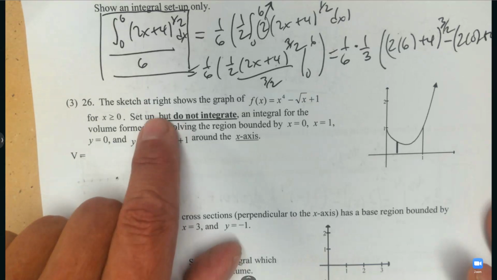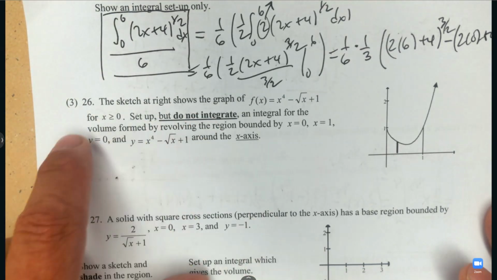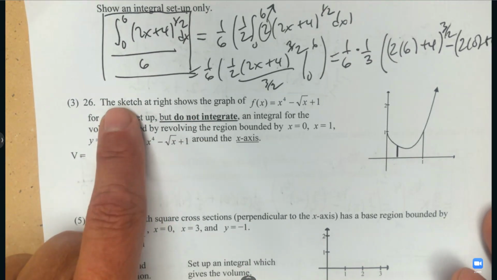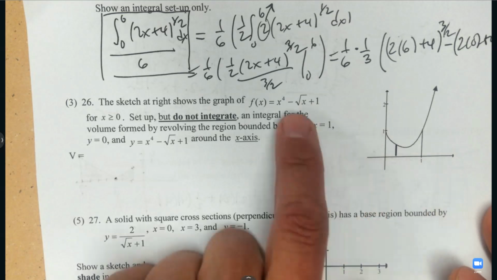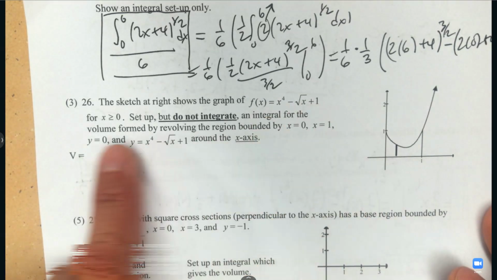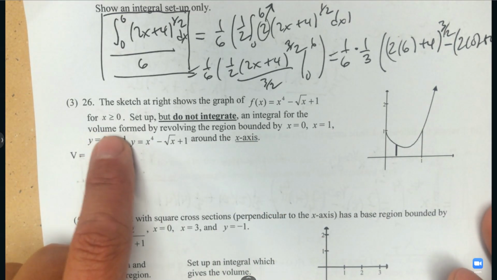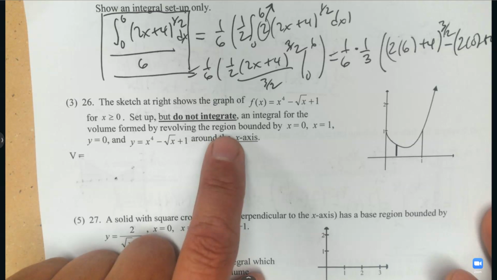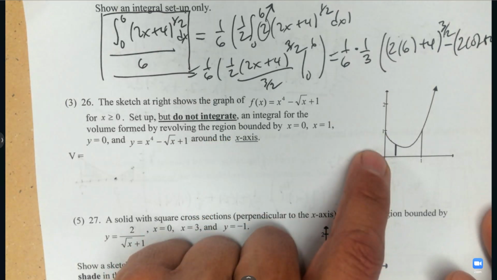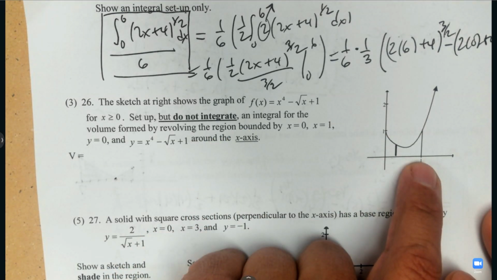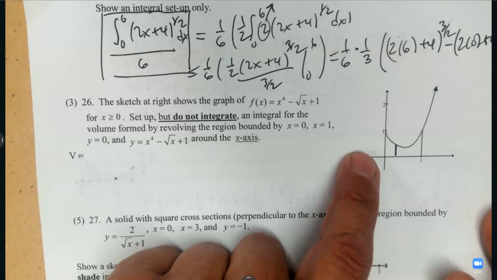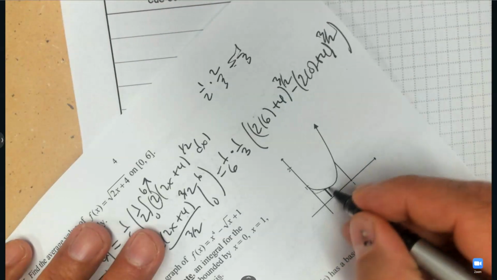Let's try to read it. Set up, but don't integrate. All right, I'll be a listener. There we go. So sketch at the right, which I see, is this graph. That looks like a fun equation. Set up an integral for the volume revolving around the region bounded by x equals 0, x equals 1, y equals 0, and the curve. So this is what we're talking about.